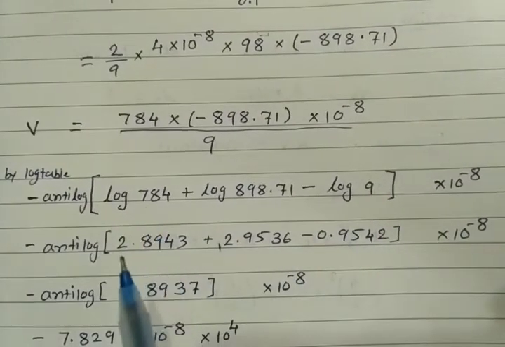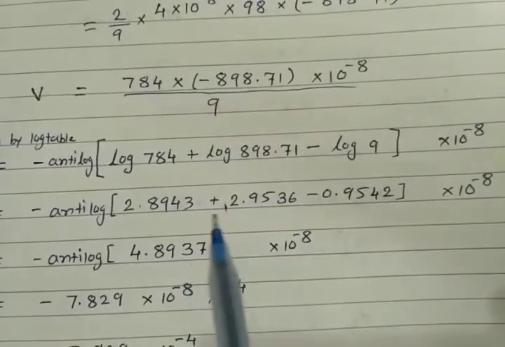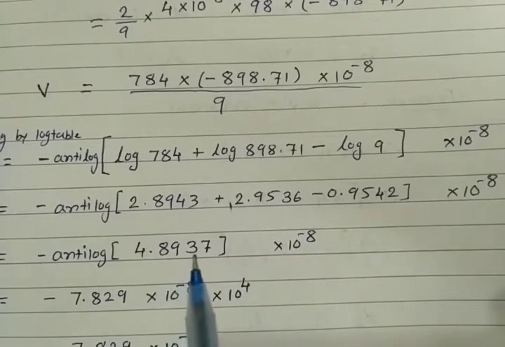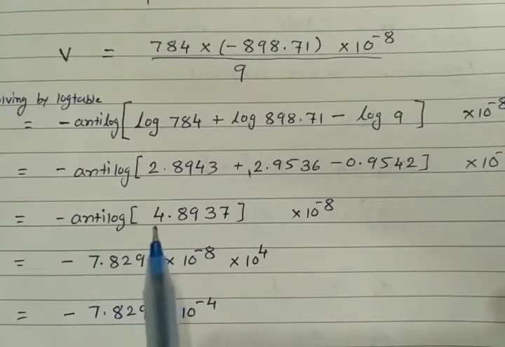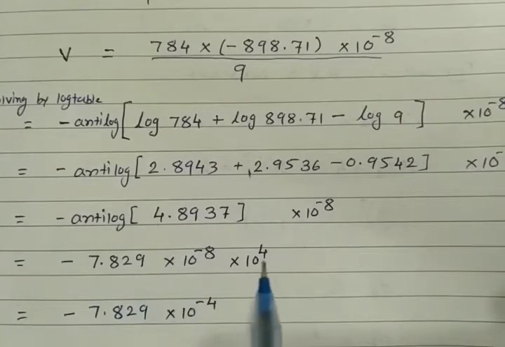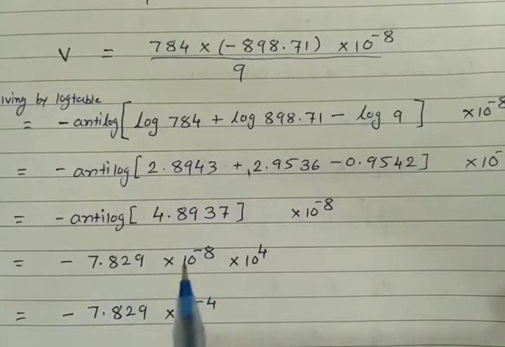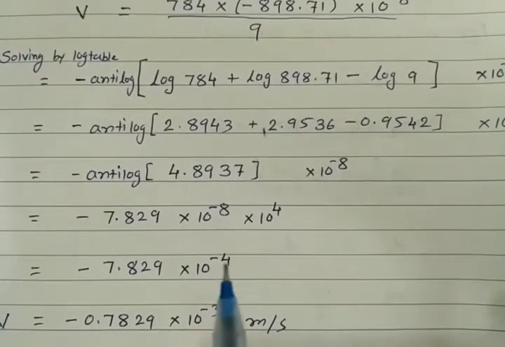Substituting the log, characteristic is 2. And taking addition and subtraction, we have 4.8937. Taking antilog, the answer is 7.829. Here the characteristic is 4. So we have taken 10 raised to 4 over here, and this 10 raised to minus 8 is as it is. So the characteristic 4 is taken over here. So minus 8 plus 4, it will be again 10 raised to minus 4.